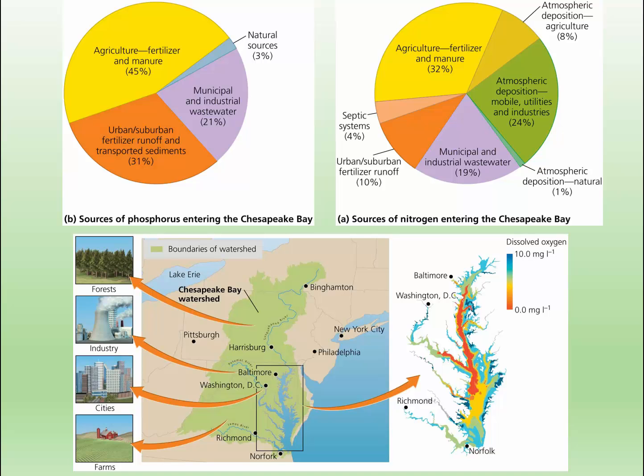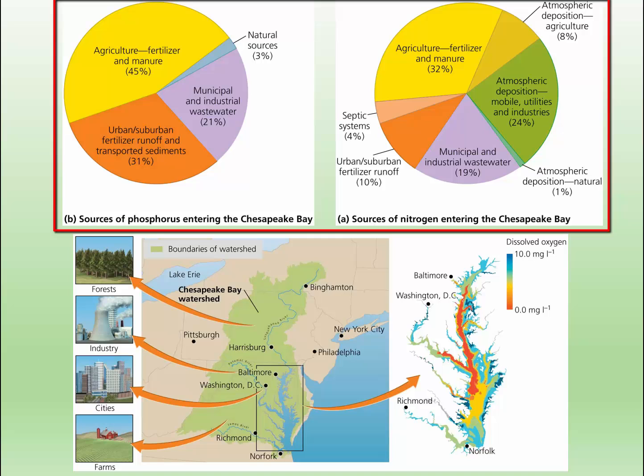Within the Chesapeake Bay watershed, as with most large watersheds, there are tens of thousands of streams which eventually flow to the bay. Along the way, these streams pick up sediment and pollution from a variety of sources, including forests, industry, cities, and farms. The streams carry the pollution and sediment downriver to the bay. One of the key pollutants in this system is excess nitrogen and phosphorus.